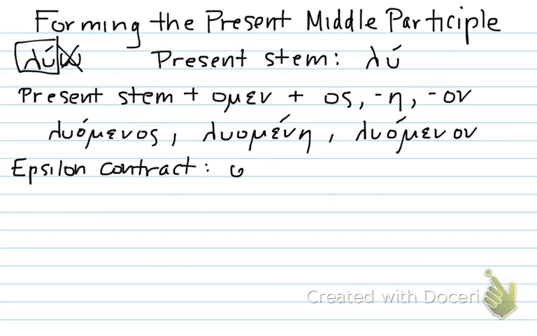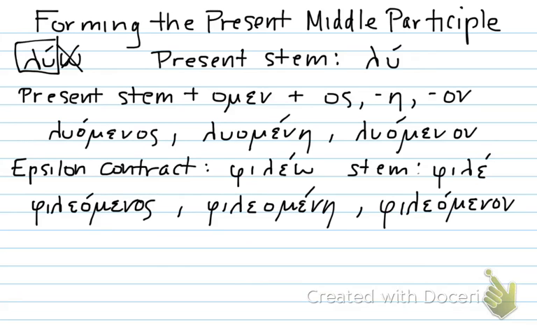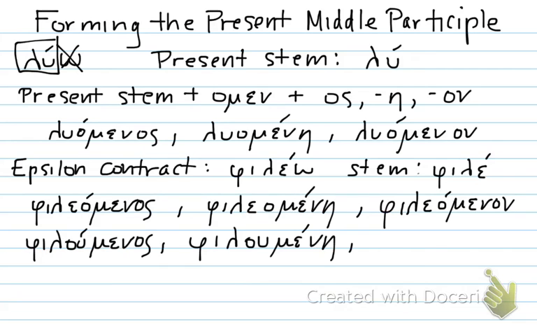For an epsilon contract, we're going to use φιλέω. The stem is φιλε, and we take φιλε plus ομεν plus ος for the masculine, φιλεομένη and φιλεόμενον for the feminine and neuter. Then you do your contractions to get φιλούμενος, φιλουμένη, and φιλούμενον.